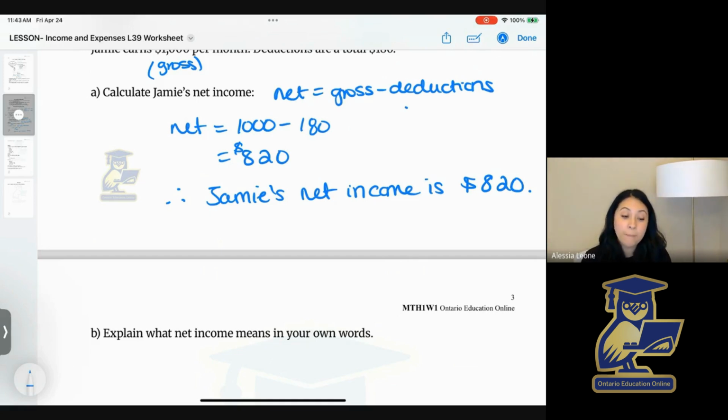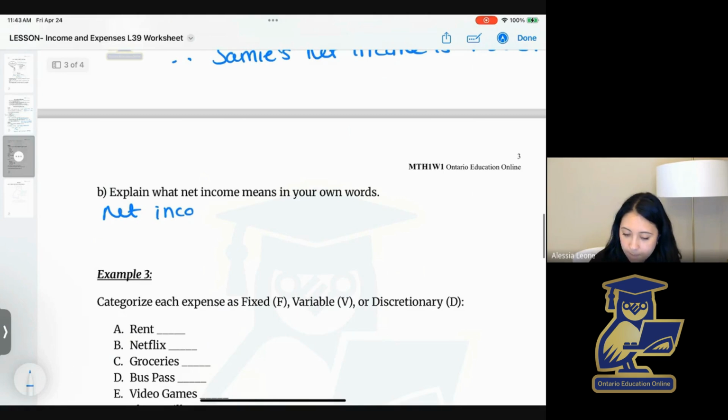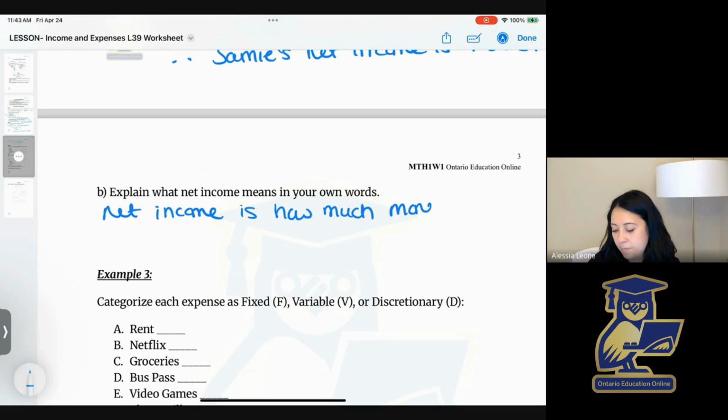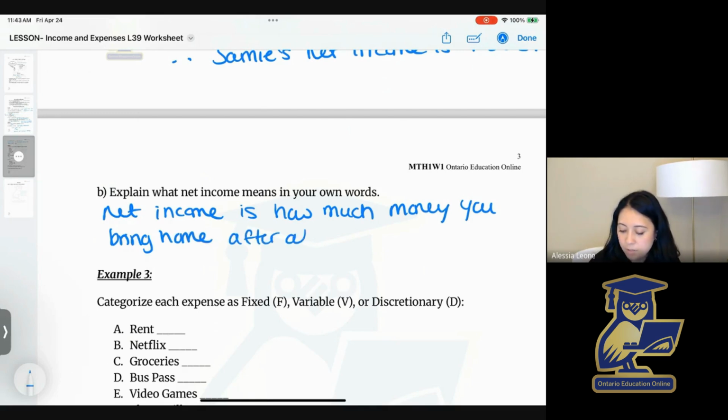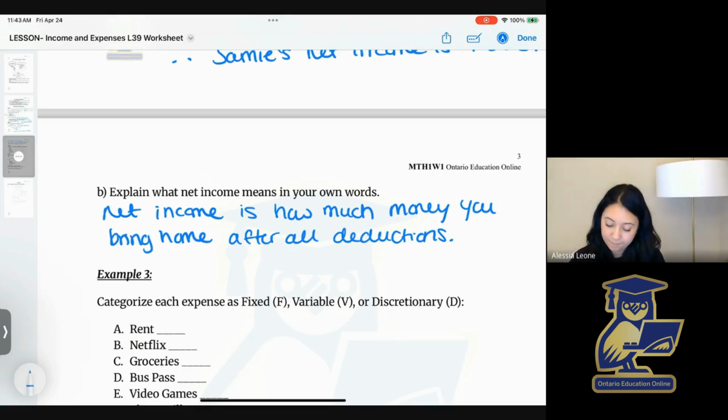Me, I'm going to put it in my own words. Net income is how much money you bring home after all deductions. That is what net income is to me.